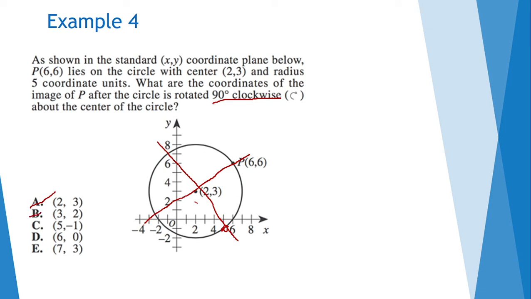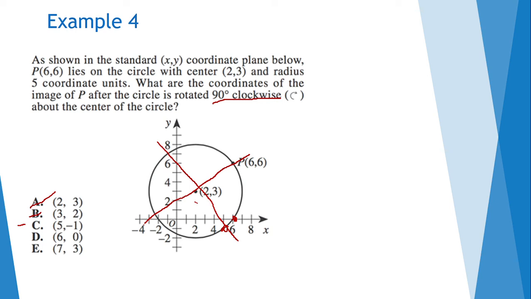5, -1, that actually does seem about right. That's pretty much exactly where my point is. So I'm just going to put a line by it and keep it in mind. 6, 0. So 6, 0 is where that circle kind of intersects the x-axis, but I don't think that's going to be the point where I've rotated this 90 degrees, because if I just ballpark, I can see that P would rotate a little bit more. I don't think that this is an exact quarter of a circle.